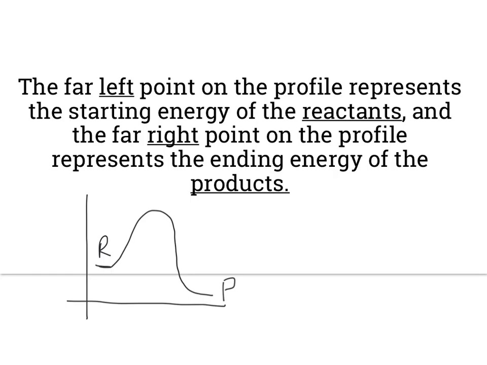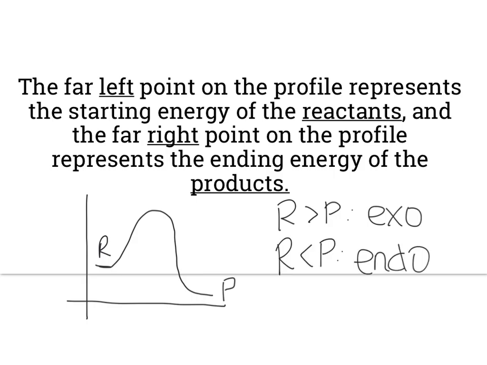By the way, whenever our products end up lower than our reactants, we call that exothermic. And if, for example, our reactants ended up being lower than our products, it would be endothermic. And this shows us how we end up getting energy. And we'll talk a little bit more about this later.